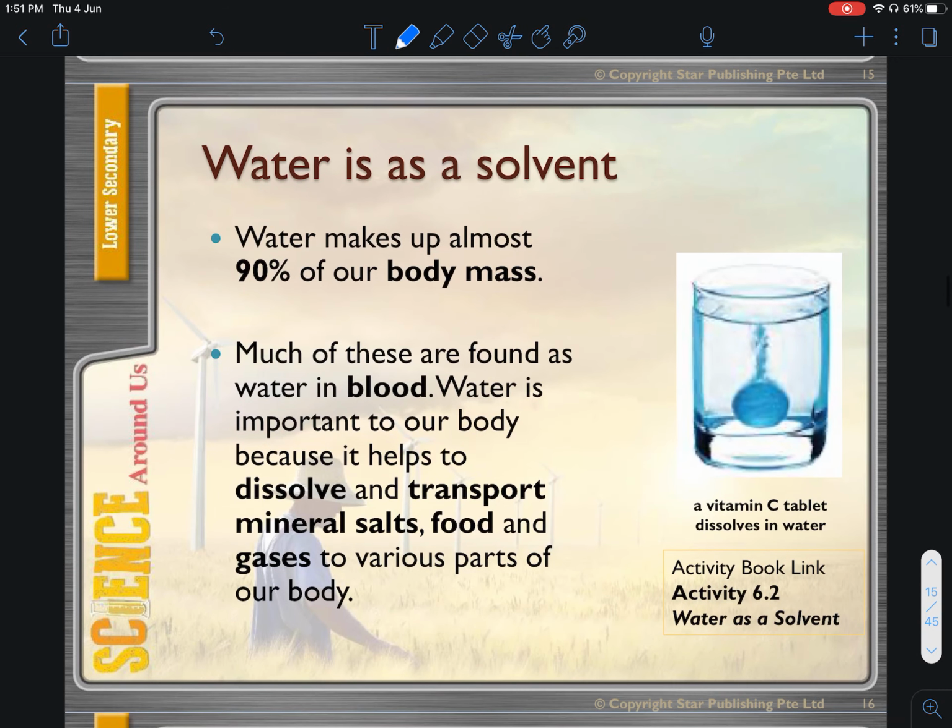Now, water makes up 90% of our body mass. So let's say you go for a slimming session, you put yourself in a sauna, then you weigh yourself and you realize that you became lighter. The reason is that when you sweat, you lose a lot of water mass. This reduces your whole body mass, such that when you measure, it gives you an idea that you have lost weight.